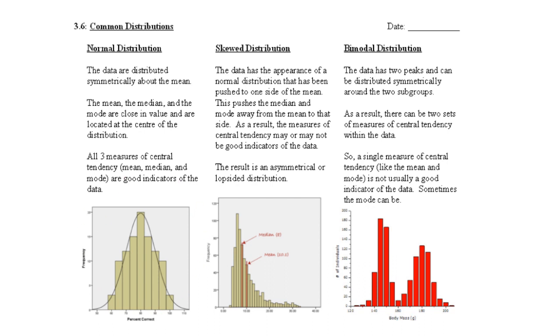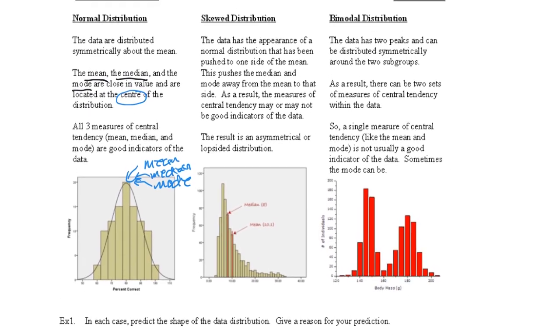Basically what it tells us is that when you look at the normal distribution, the mean, median, and mode are all located at the center. Basically, all three measures of central tendency end up being right at that peak. That's it. So now I'm just going to give you an example of something that represents a normal distribution.